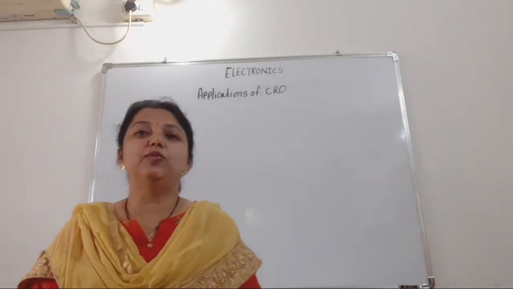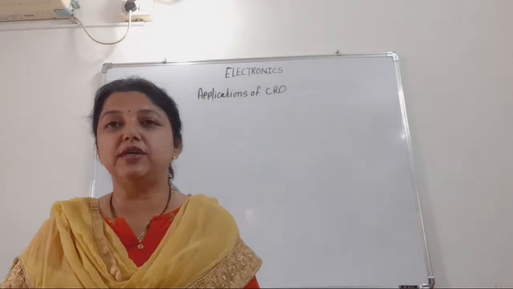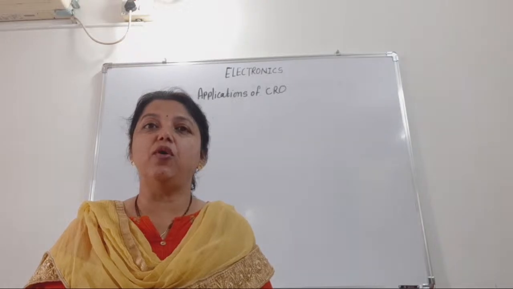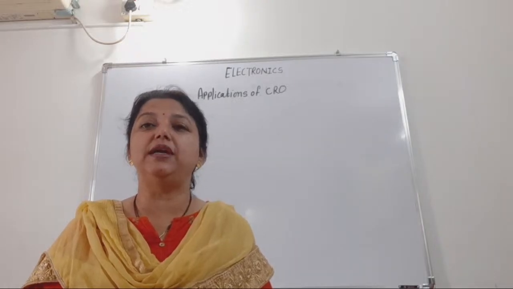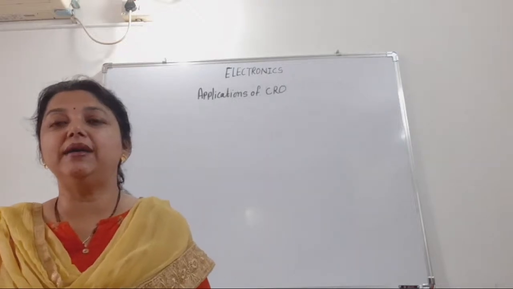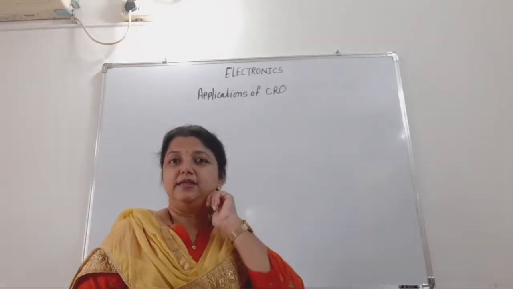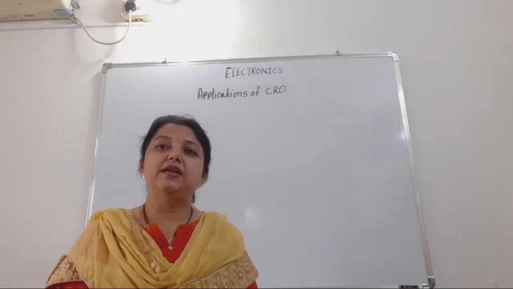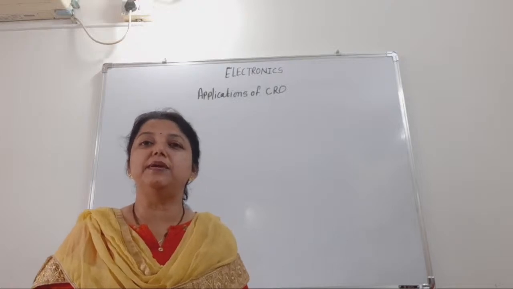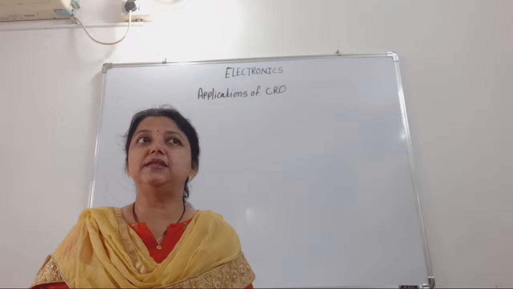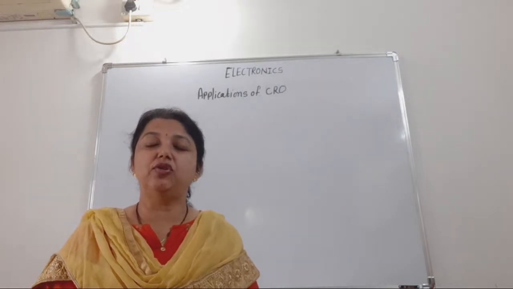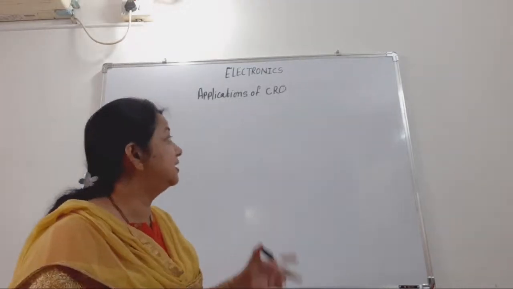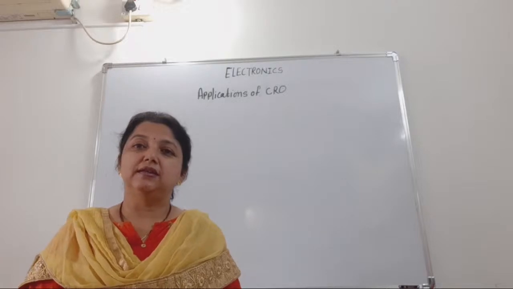In our last lecture, yesterday we studied applications of CRO. We studied two applications of CRO: how we are able to measure AC voltage and DC voltage by using CRO, the cathode ray oscilloscope. Now the third application is time period measurement. Did we study DC measurement? Yes, AC and DC both. I drew a diagram for DC also.